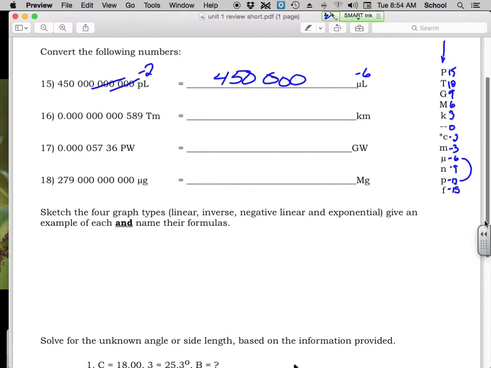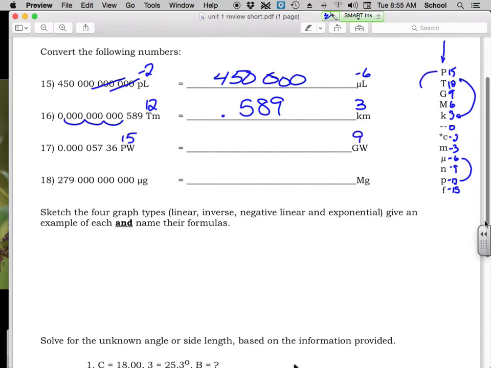Then we have tera. Well, tera was 10 to the 12, and kilo is 10 to the 3. So if I'm going from 12 down to 3, that got 9 smaller. So this has to get 9 bigger. So it's going to get 3, 6, 9 bigger. So it's going to be 0.589. If I'm going from peta, peta is 15, down to giga, which is 9.